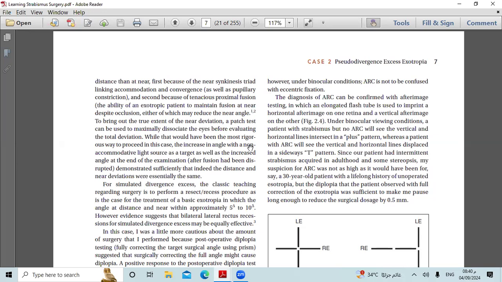To bring out the true extent of the near deviation, a patch test can be used to maximally dissociate the eyes before evaluating the total deviation. While that would have been the most rigorous way to proceed in this case, the increase in angle with a non-accommodative light source as a target, as well as the increased angle at the end of the examination after fusion had been disrupted, demonstrated sufficiently that indeed the distance and near deviations were essentially the same.